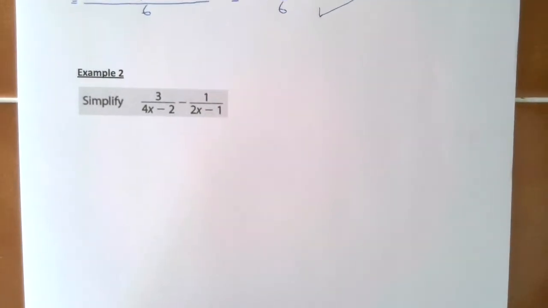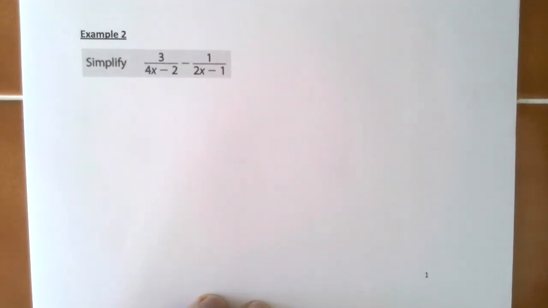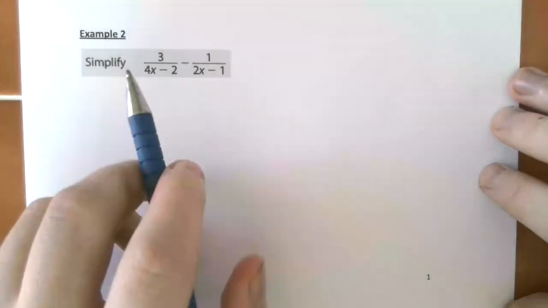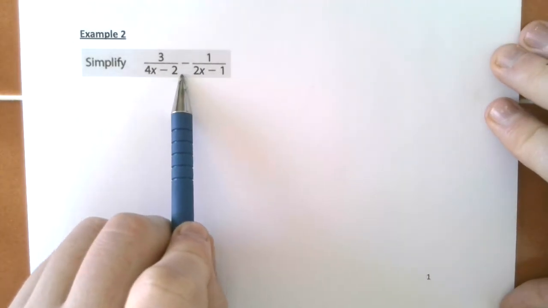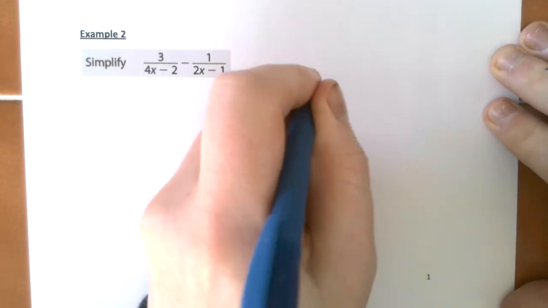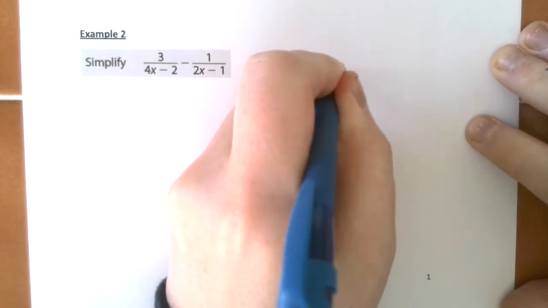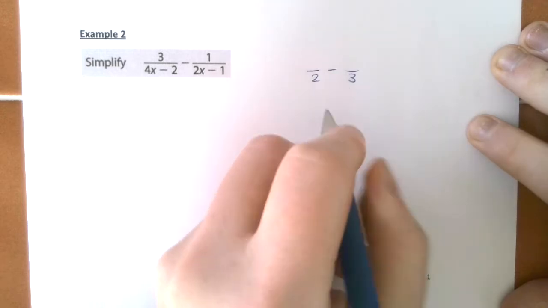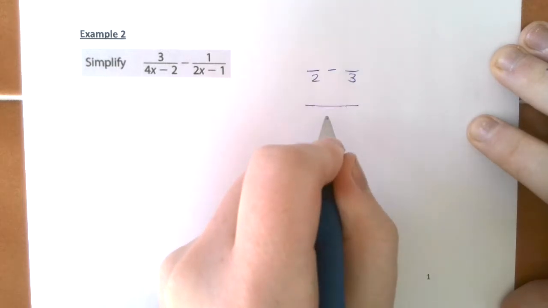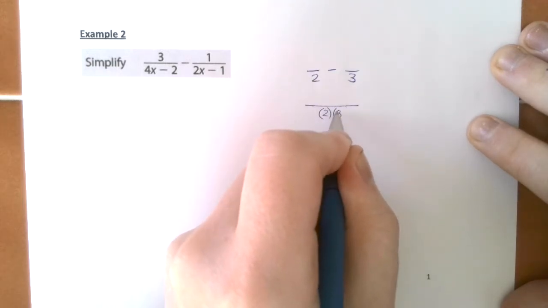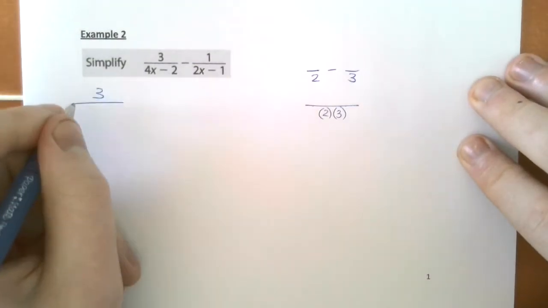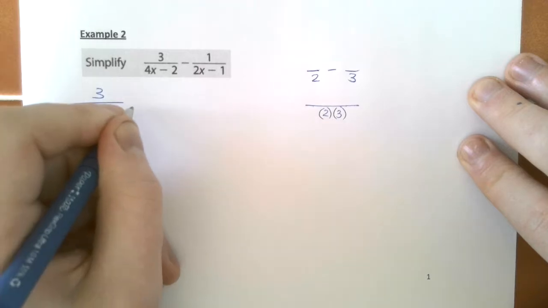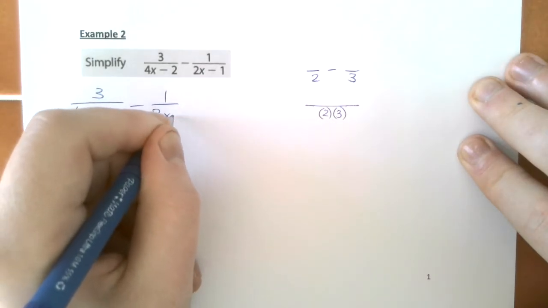Now example 2 looks a lot more complicated because it basically looks like it's flipped over. We have the algebra part on the bottom this time. Now it's still thinking of our example from up above. In order to get the lowest common denominator, it was 2 times 3. So for this question, we'll just write it out again first of all. 4x minus 2 minus 1 over 2x minus 1.